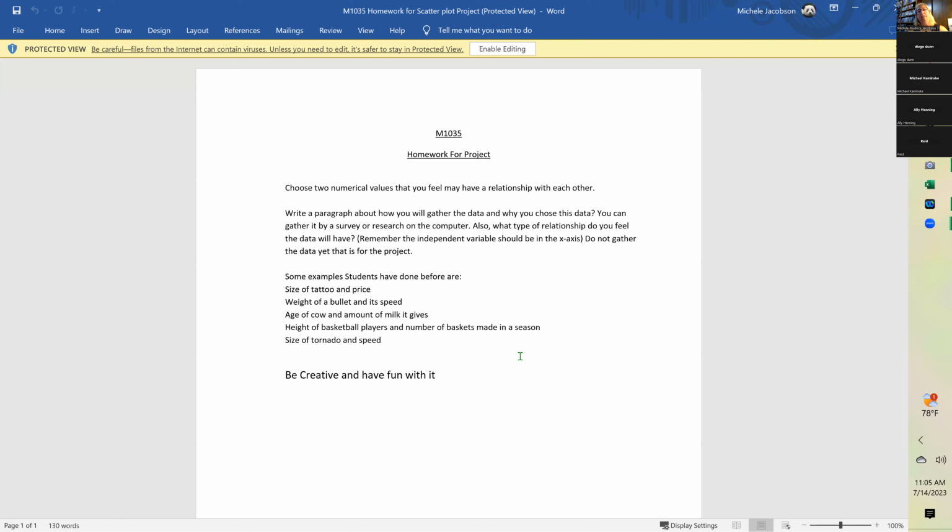So that's not the project. This is just the homework. For the project, you're going to actually find the data, graph it like we did on Desmos or Excel, and then you're going to find a linear equation, quadratic equation, and a power function, and see which one's more accurate. Any questions?